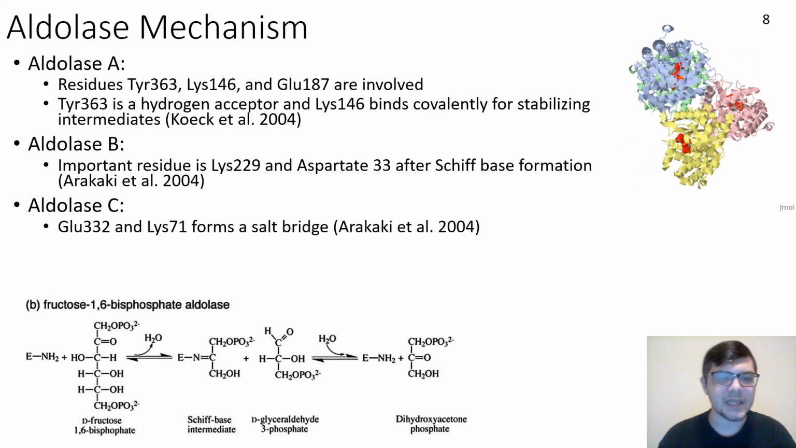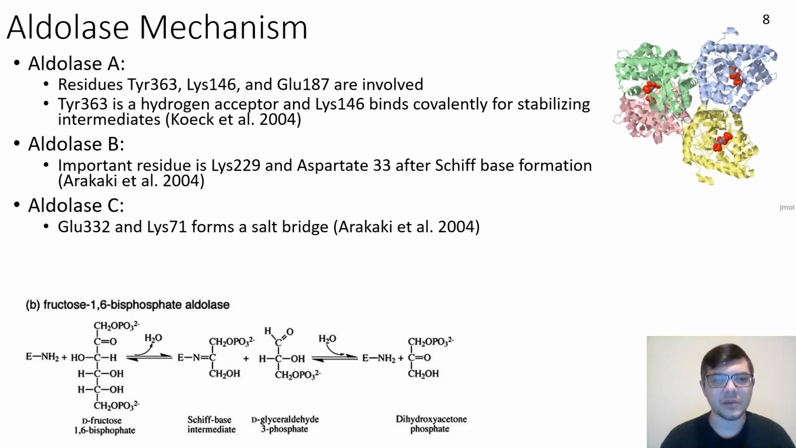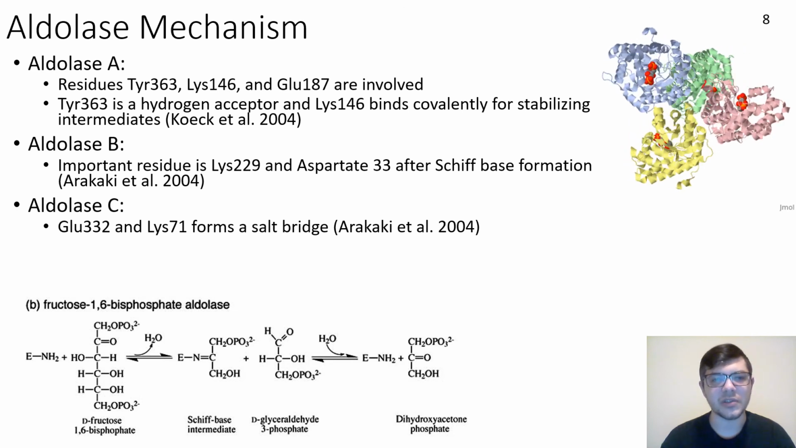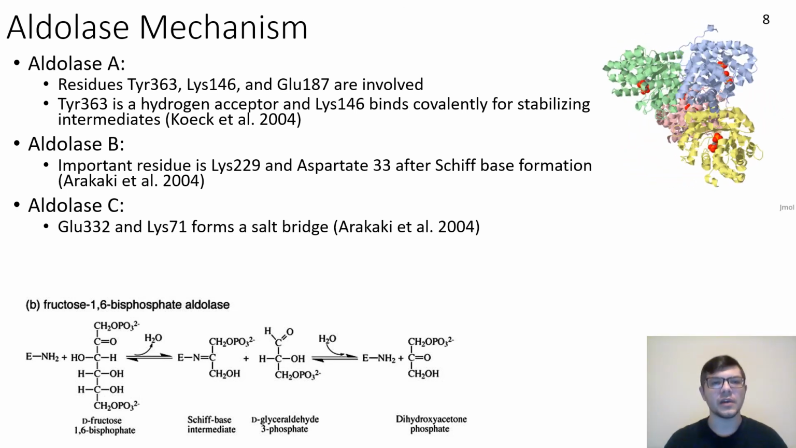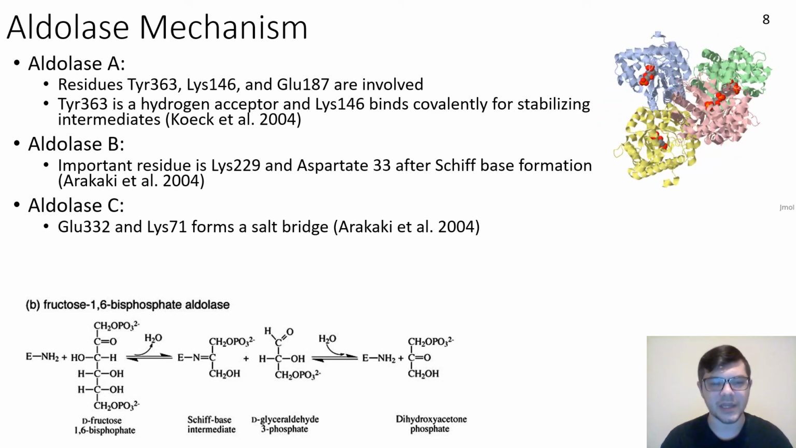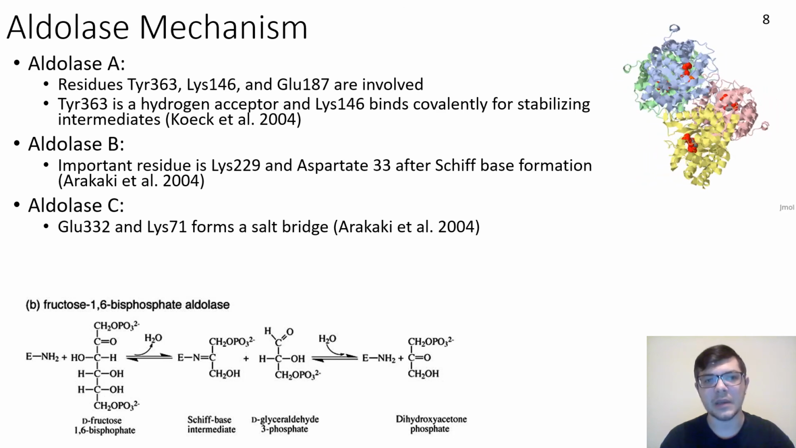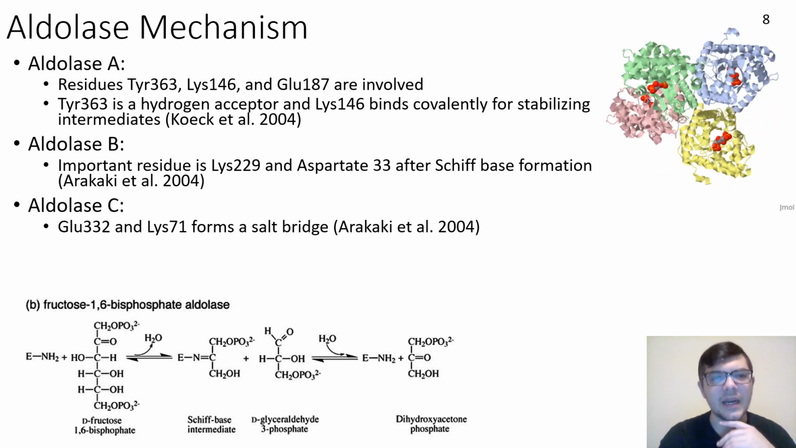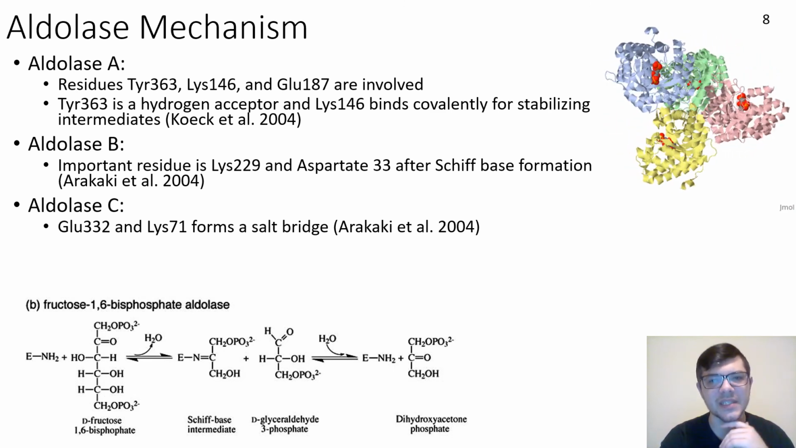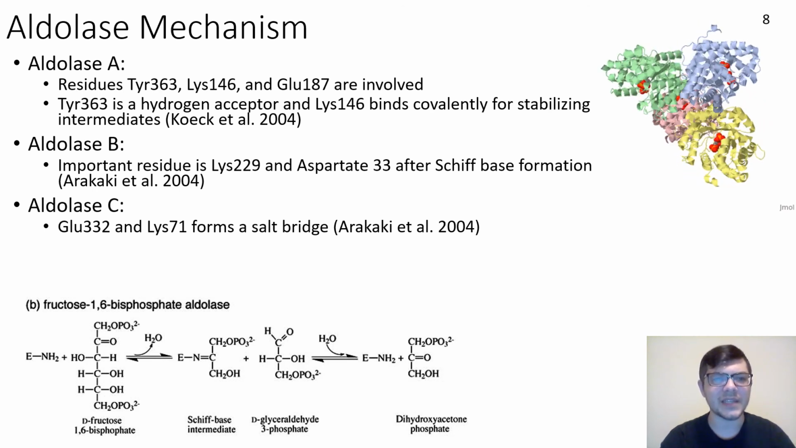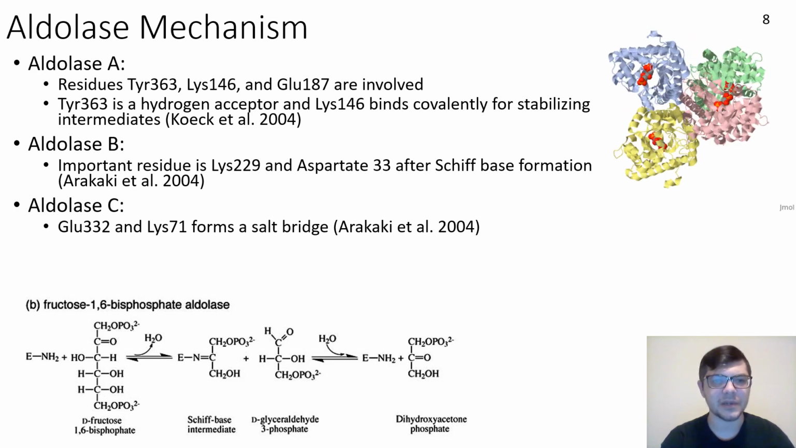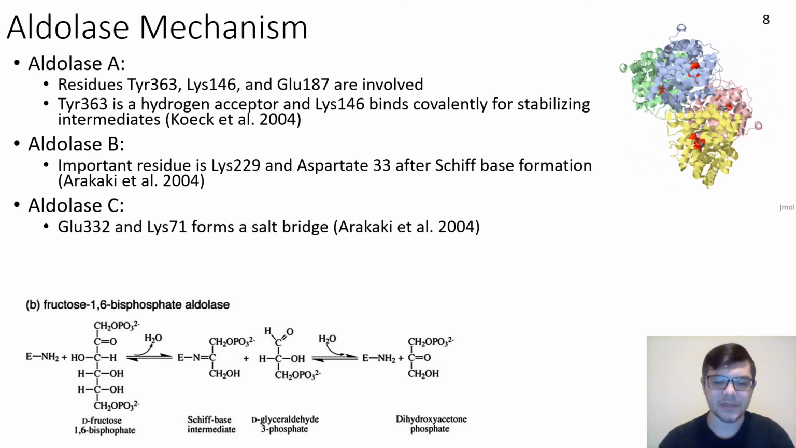So aldolase C, some of the important ones are glutamate 332 and lysine 71, and these form a salt bridge. So these are different. And from the papers I have listed there, even though I don't have these facts listed as sources on the slide, the aldolase A and B are roughly 66 or 68% related. I think aldolase A and C are about 78% the same. So that's some interesting facts.